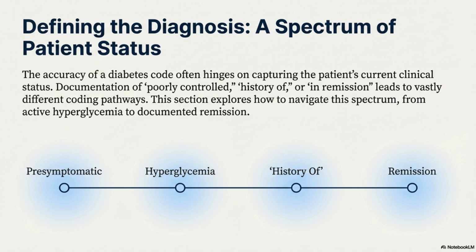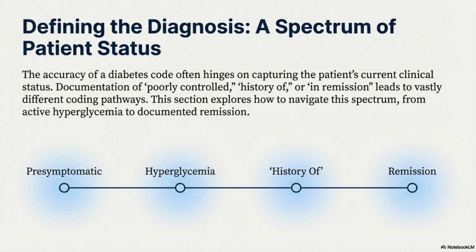Now let's move into the second pillar of diabetes coding, defining the diagnosis. Here, we shift focus from causality to the patient's actual clinical status, because how diabetes is documented directly determines the code we assign. Diabetes isn't coded the same way in every encounter. It exists along a clinical spectrum, and our job is to identify exactly where the patient falls based on the provider's documentation. On one end, we have presymptomatic diabetes, where early markers are present but no symptoms have developed.